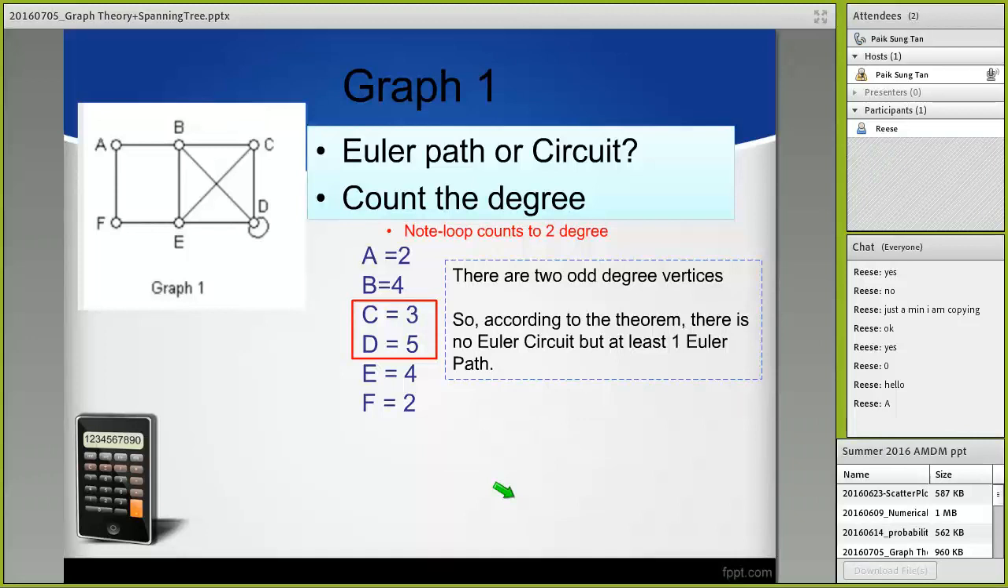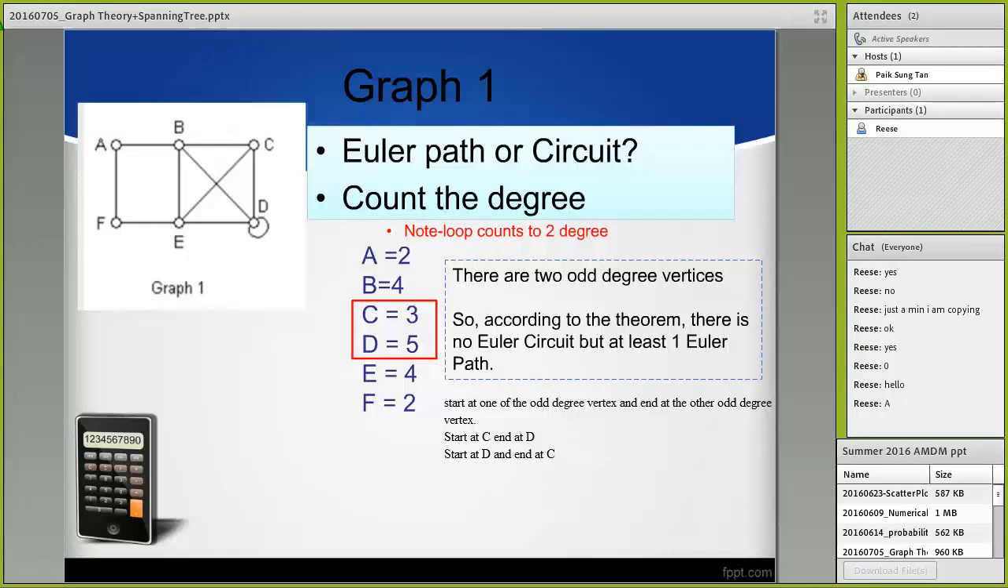Did I clarify for you? It's the application of the theorem. We are not proving it here because proving takes a long time, because you have to use all kinds of circuits to prove that this is true for all different kinds of circuits. But this is already proven. If you have two odd degree vertices, then there's no Euler circuit, but at least one Euler path. To get the Euler path, you must start at one of the odd degree vertices and end at the other one.